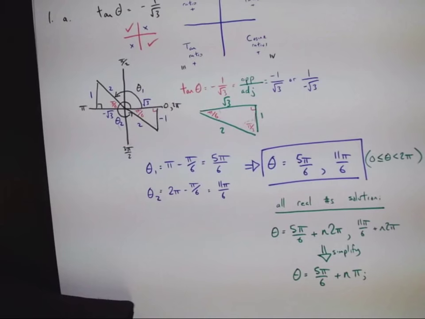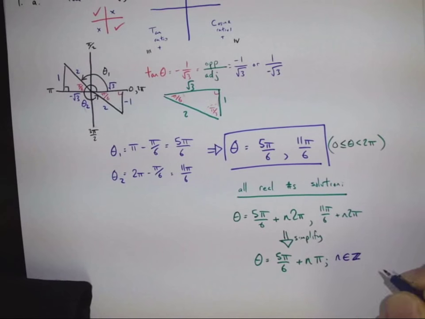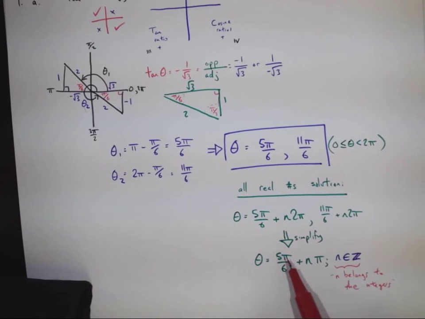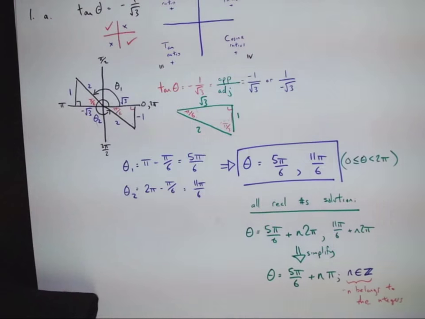And of course, we always have to state what n represents in this case. So n belongs to the integers. So it's an integer. And just as a reminder, that means n belongs to the integers. So any integer you choose, like say 10, if you add 10 pi to 5 pi by 6, you're going to get some coterminal angle, some other angle when you punch it into tan. It gives you -1 over root 3.